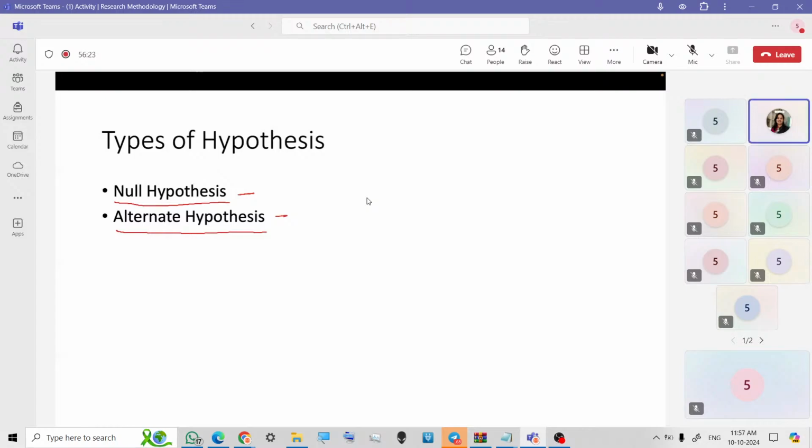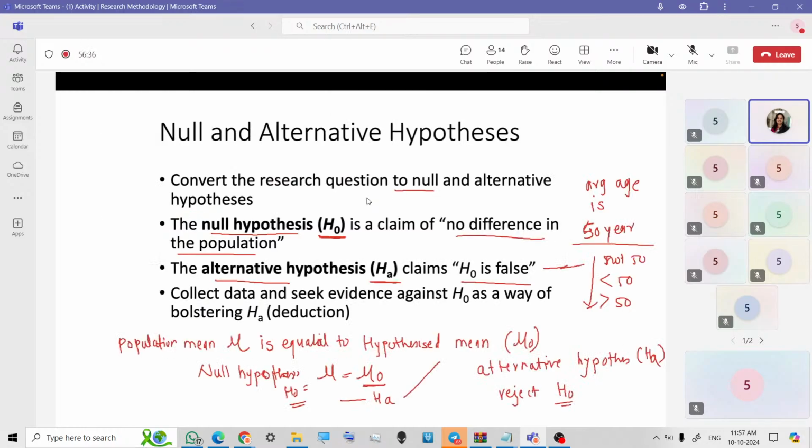Okay, so there are two types of hypothesis which we are going to work on in case of hypothesis testing. We have discussed it earlier also. Null hypothesis and alternative hypothesis or alternate hypothesis. So what is a null hypothesis? Null hypothesis always starts with the claim with no difference or starting with no. Meaning that convert the research questions every time, whatever the research questions which you have, convert these research questions into null and alternate hypothesis.